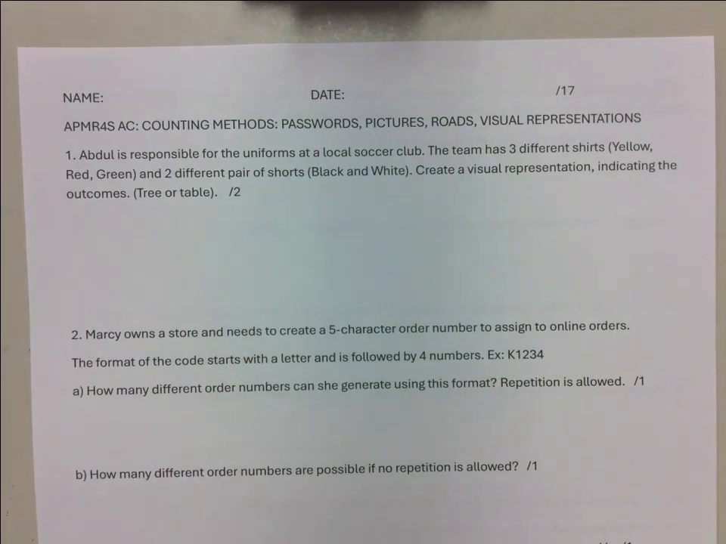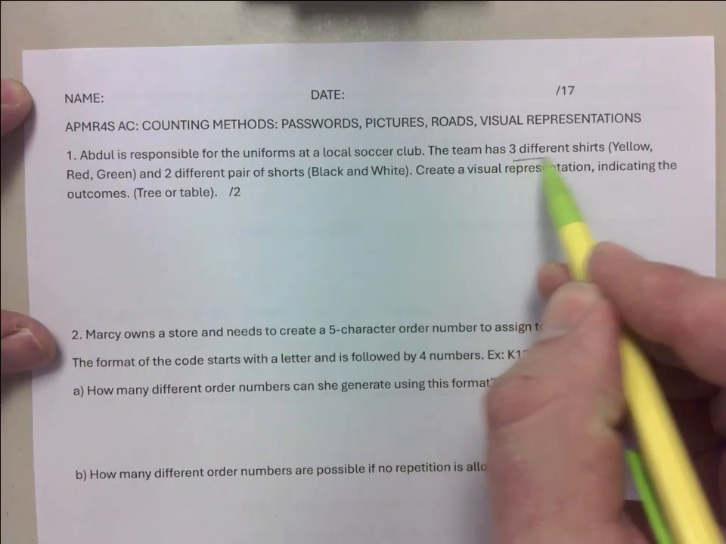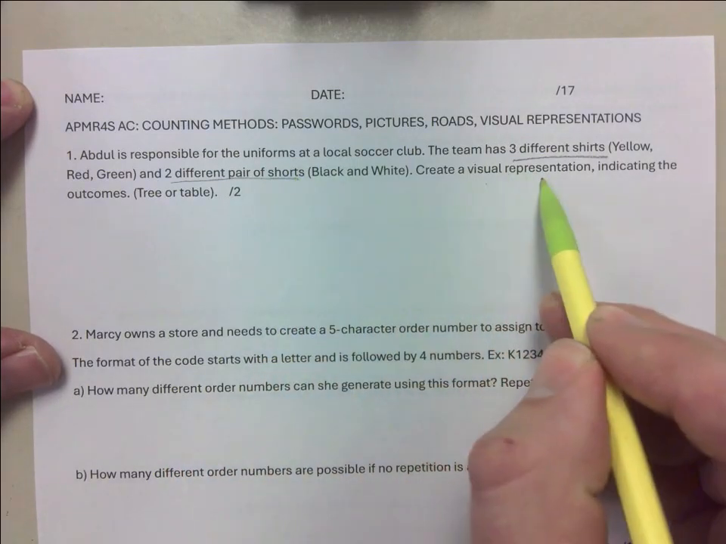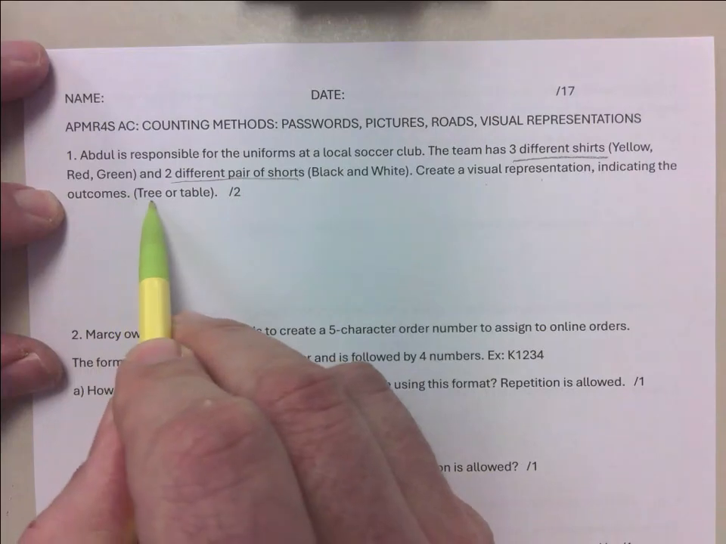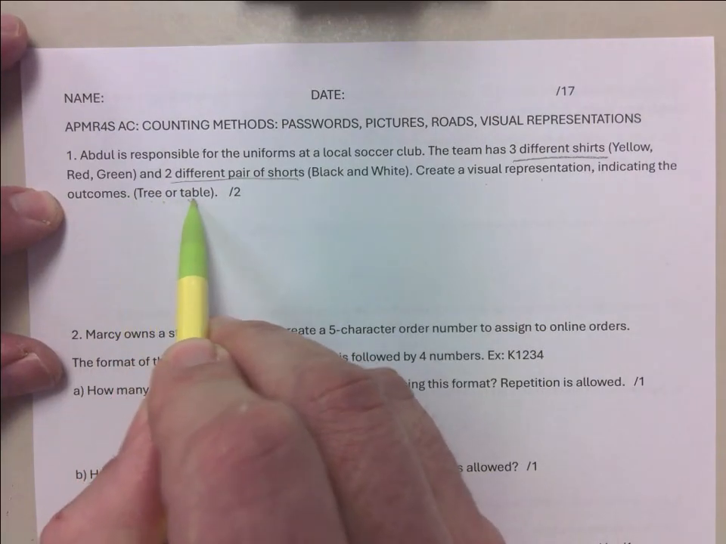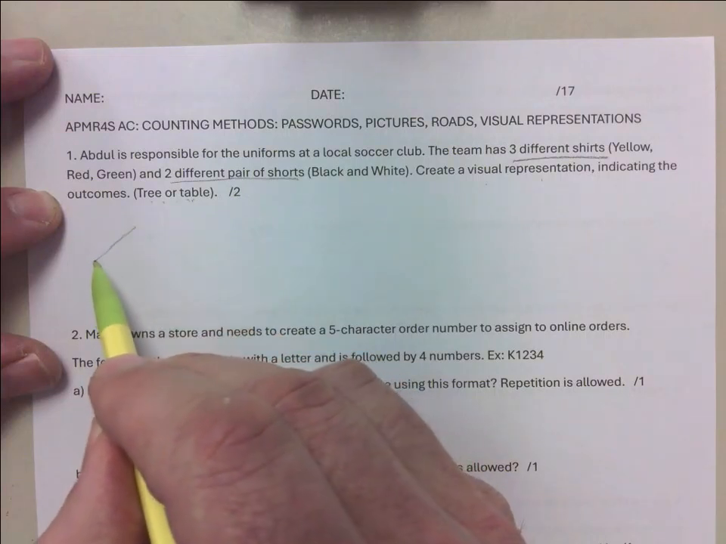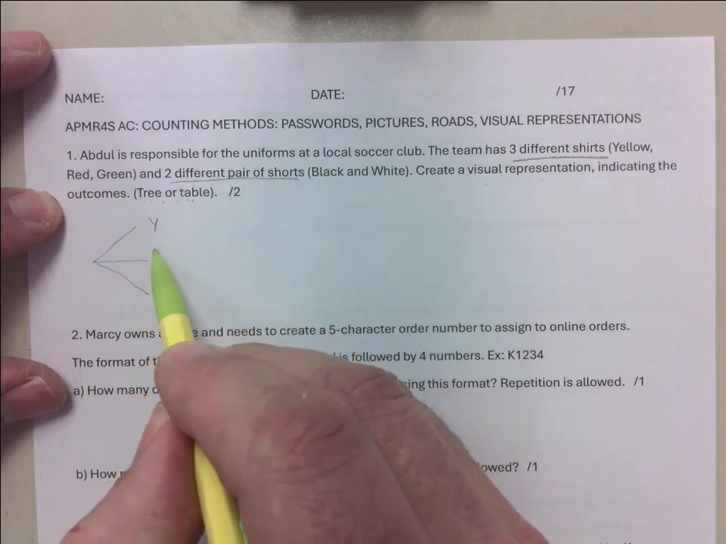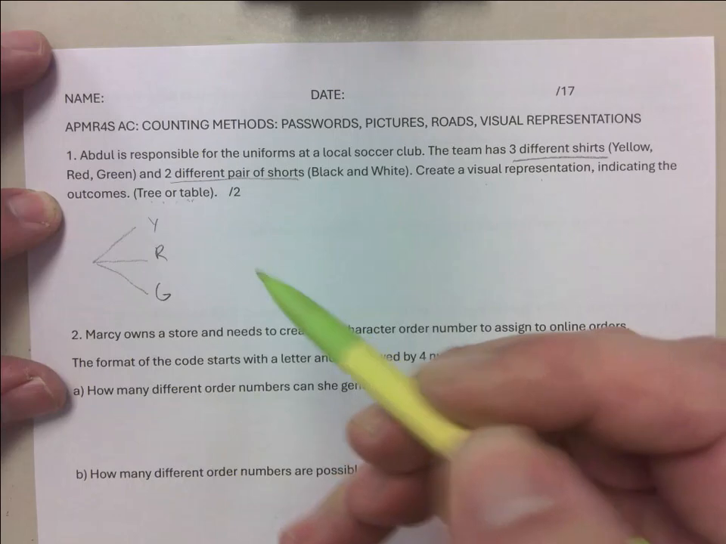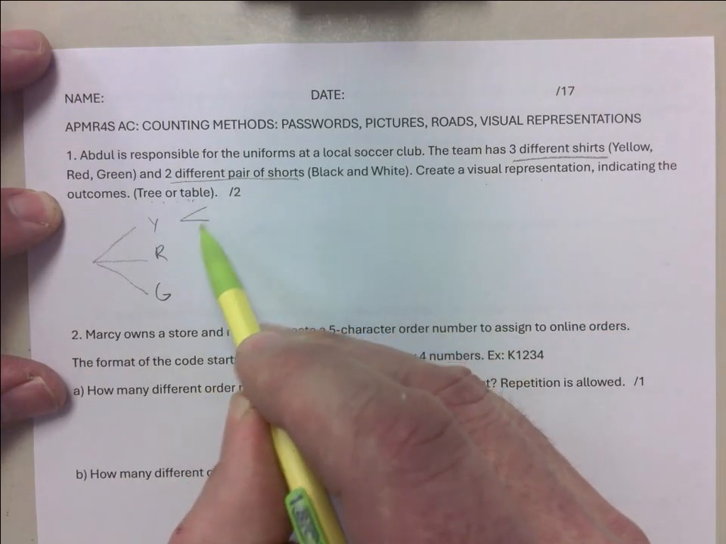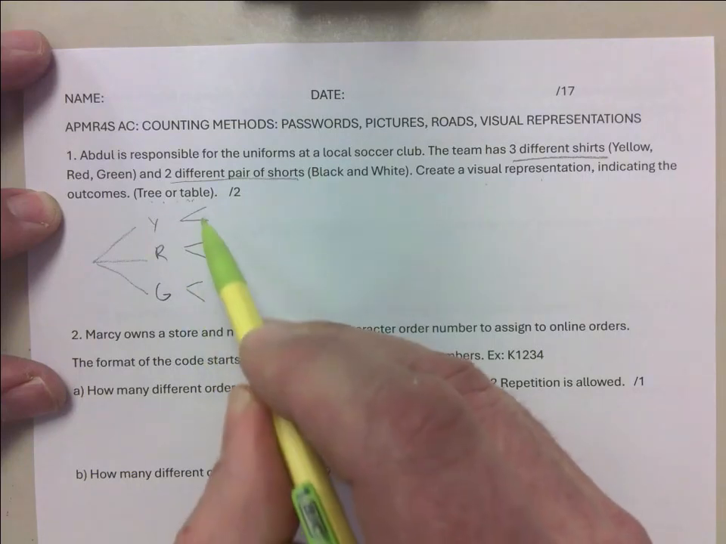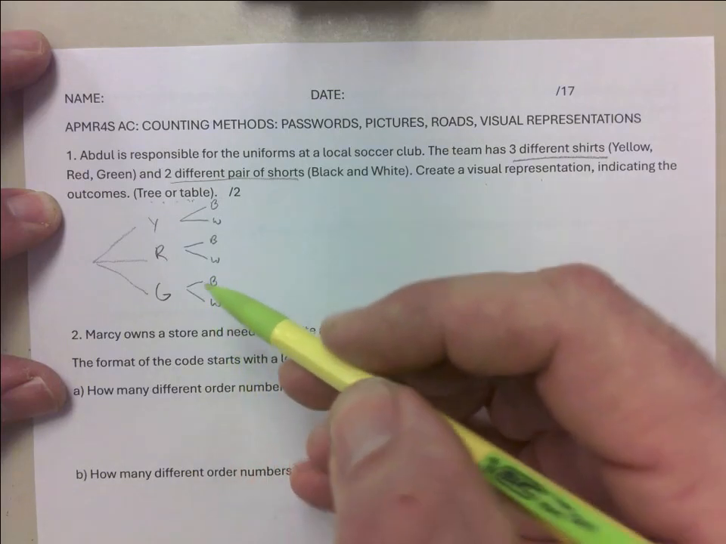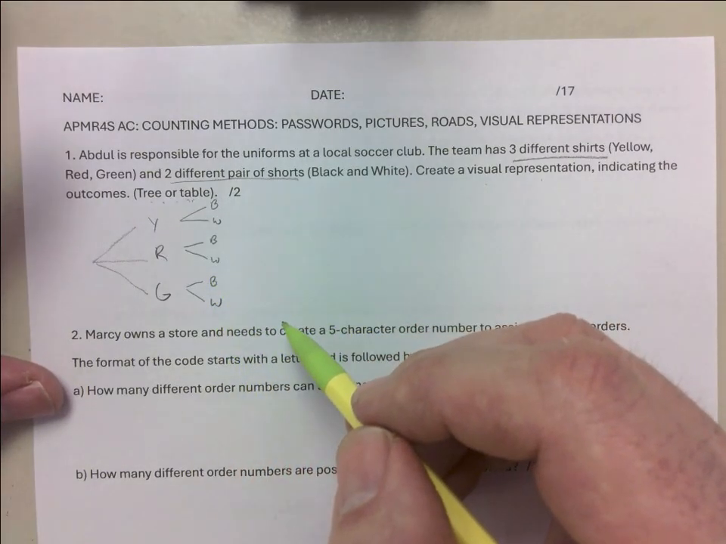So we've got a soccer club here. There are 3 different shirts and 2 different pairs of shorts. Create a visual representation indicating the outcomes. You can do a tree diagram or a table, it's up to you. It doesn't matter which one you start with. If I go with the shirts, yellow, red, and green, and then you've got 2 different choices for shorts. So black and white, black and white, black and white. So that would be it.